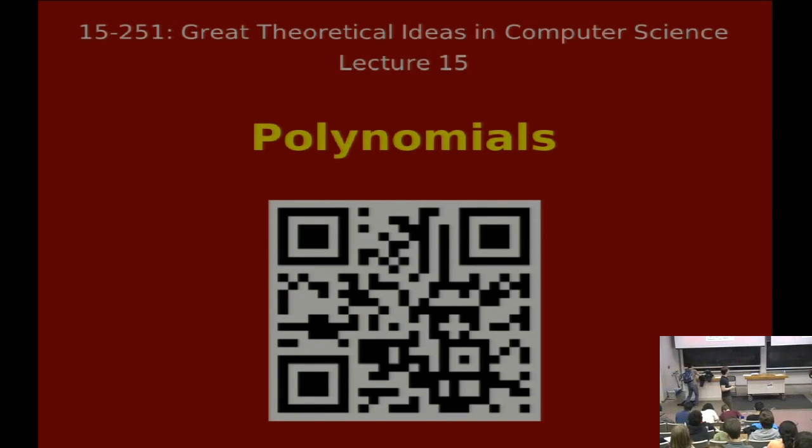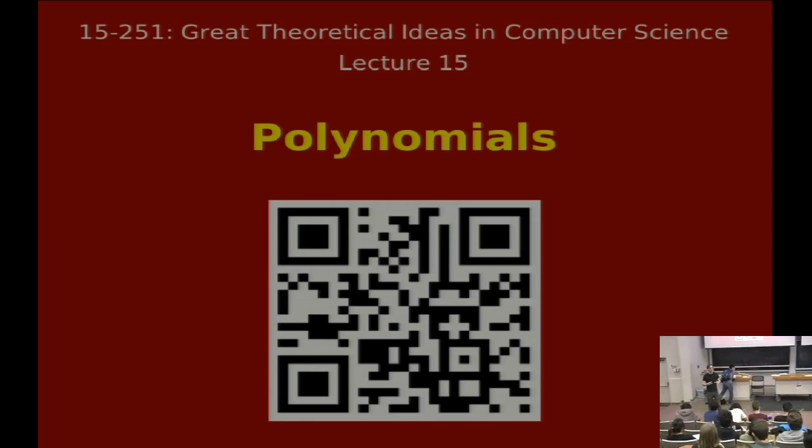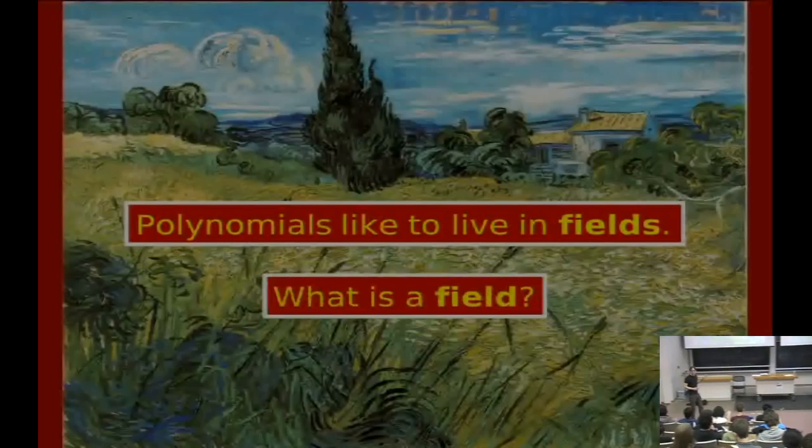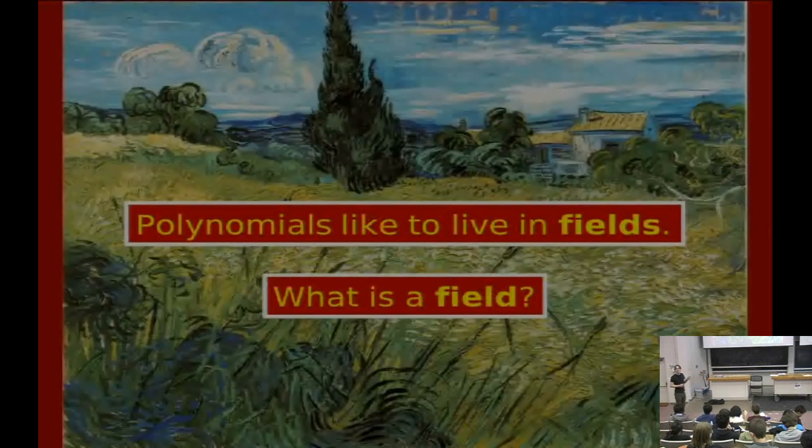Now, luckily, polynomials are like the one mathematical object that I think all computer scientists in every area agree are awesome and highly relevant to their work. So I think it'll be worthwhile for us to talk about them today. Okay, so the first thing I have to briefly talk about is fields, because polynomials like to live in fields. So you may ask yourself, what is a field? It's a mathematical number system.